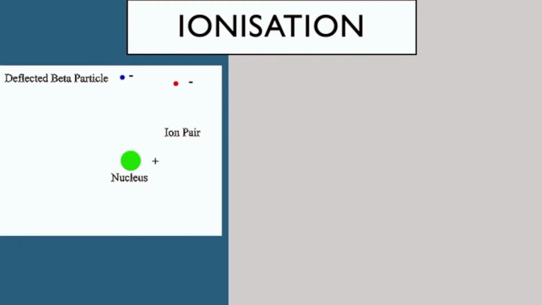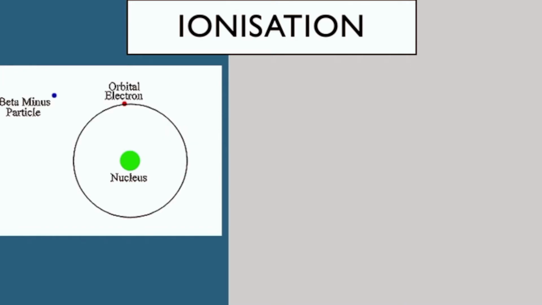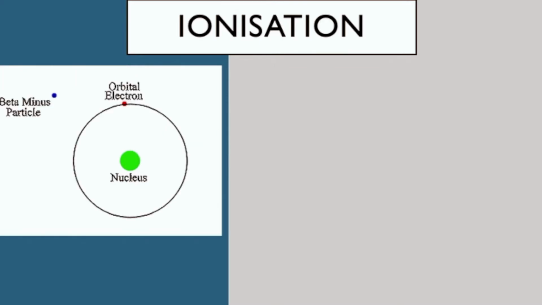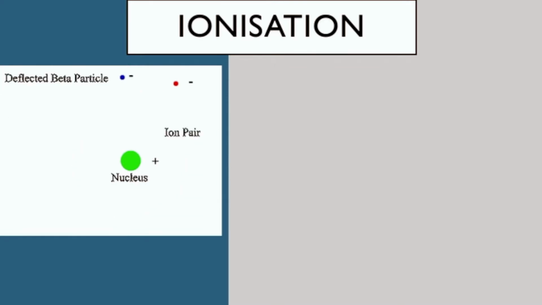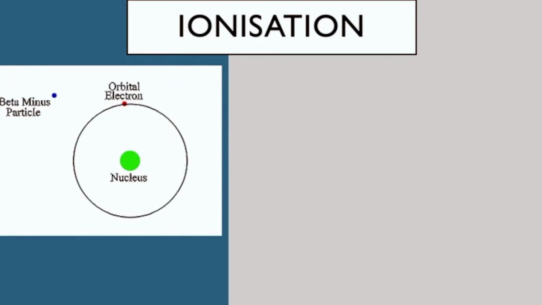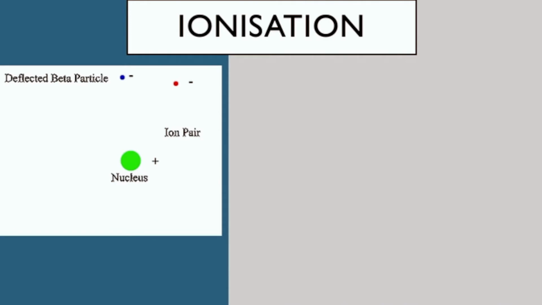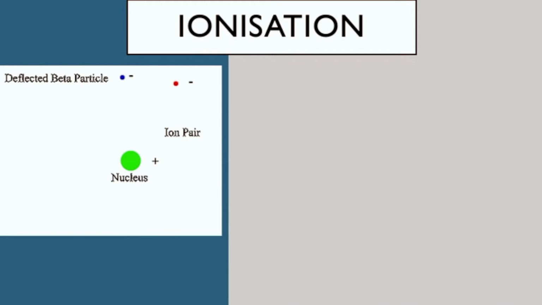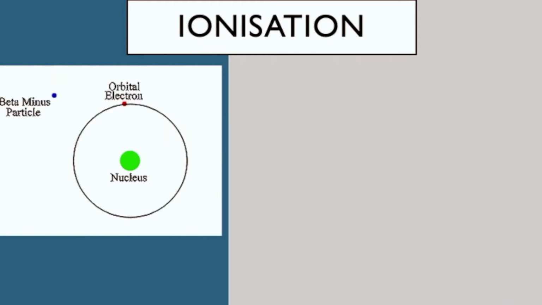Here, a beta minus particle has come in and struck an electron that's going around the outside of this nucleus, so it's knocked an electron out of the orbit, out of its energy shell, and so this atom has become positive because an electron's literally just been knocked out. So again, there's an unbalanced number of protons and electrons, and so this atom has become an ion. It's become a charged particle. It's become positive in this case.